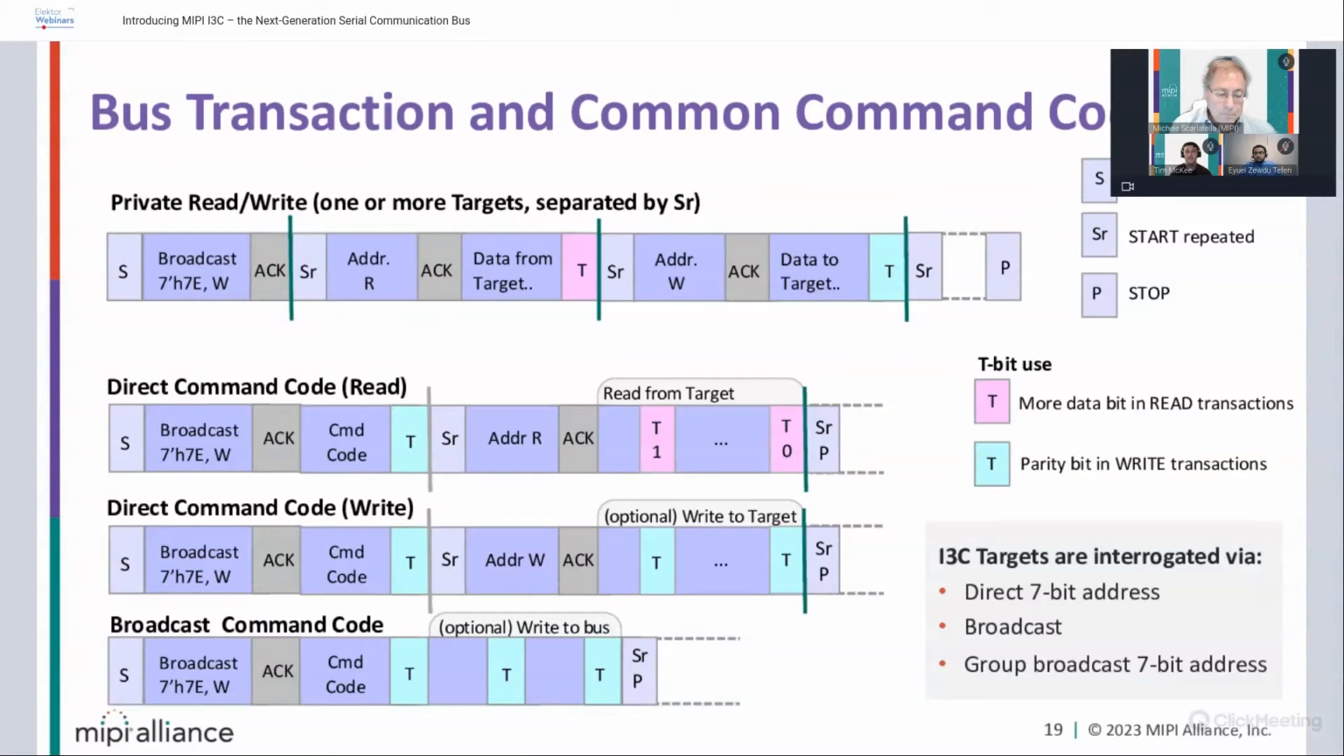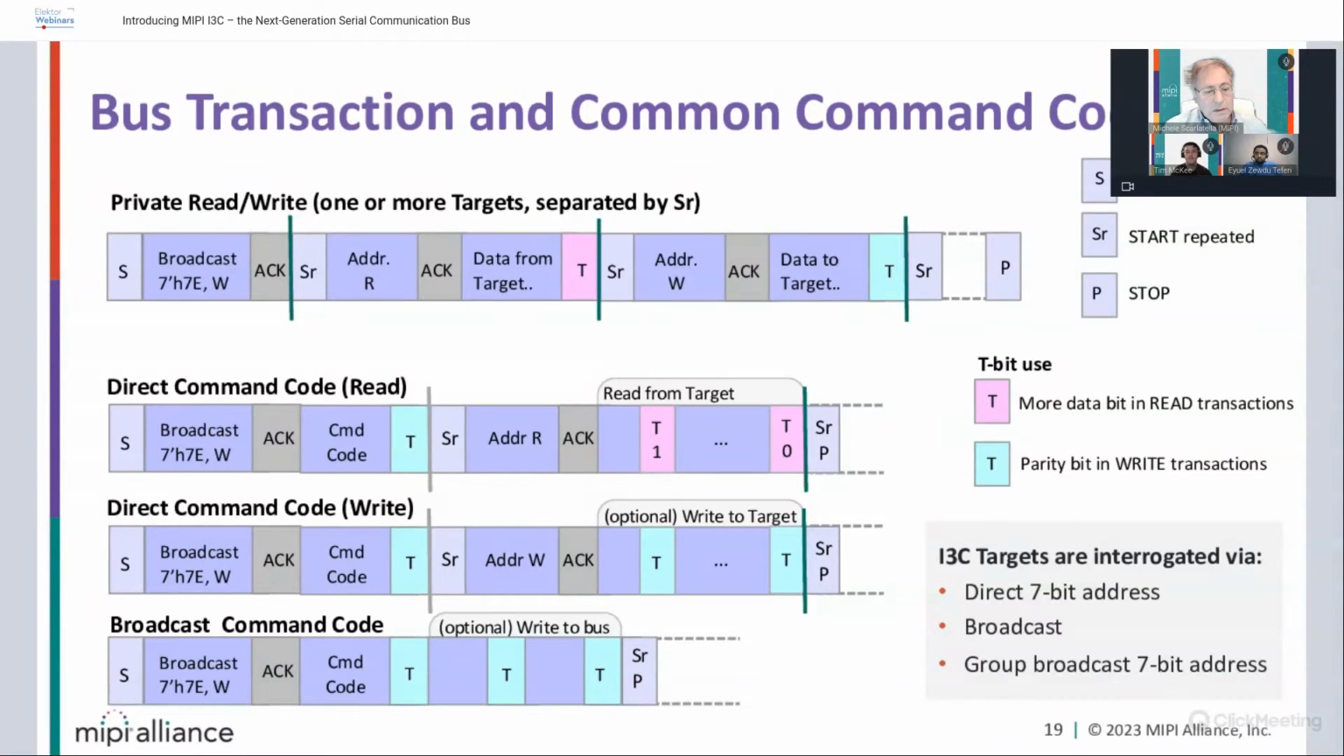The T-bit is in push-pull, first of all, so it's faster. But it also has a different meaning depending on whether it is sent by the controller or the target. For the controller, it is the parity of the data, and for the target, it is really an indication of whether there is more data to send or no more data to send. So the controller can keep on issuing the clock to read more data, or stop it.